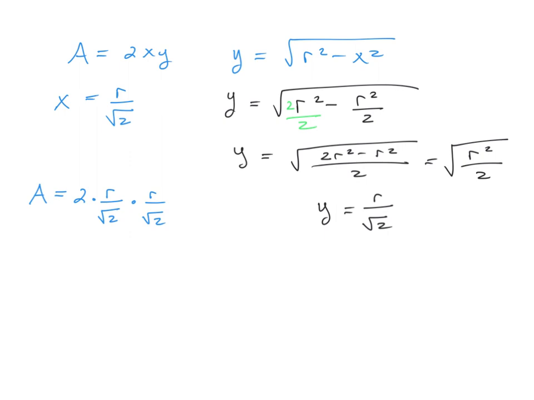What does this become? Area is equal to root 2 times root 2 is 2. 2 divided into 2 is just 1. And therefore, the area is equal to the radius squared. This is the area of the largest rectangle that can be inscribed in a semicircle of radius r.